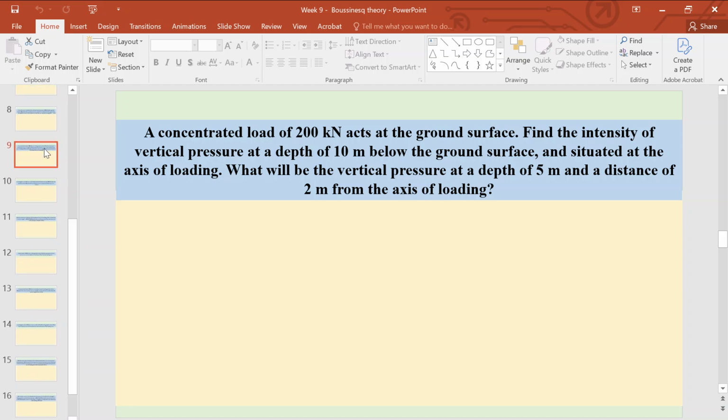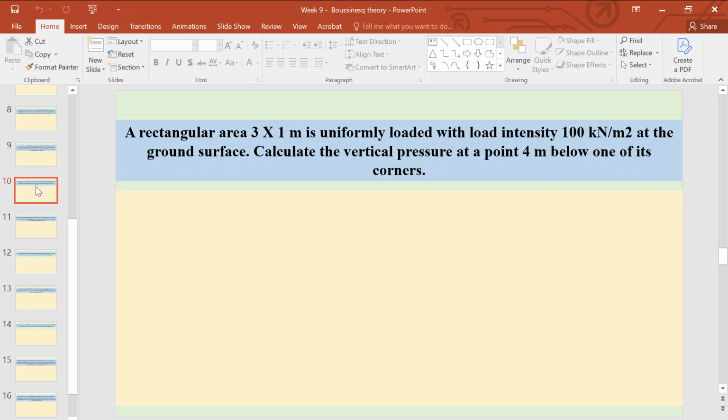Next question. A rectangular area 3 by 1 meter, 3 meter is the length, 1 meter is the width, is uniformly loaded with a load intensity of 100 kilonewton per meter square at the ground surface. Calculate the vertical pressure at a point 4 meter below one of its corners.